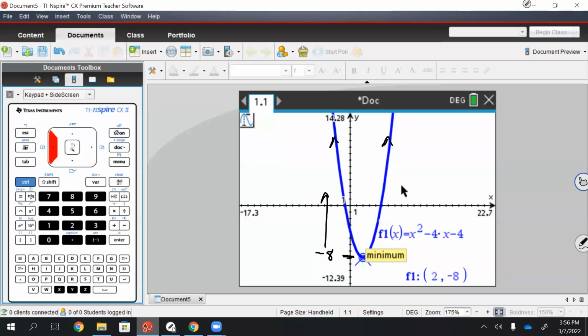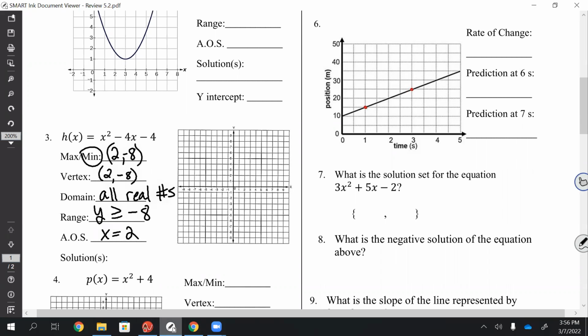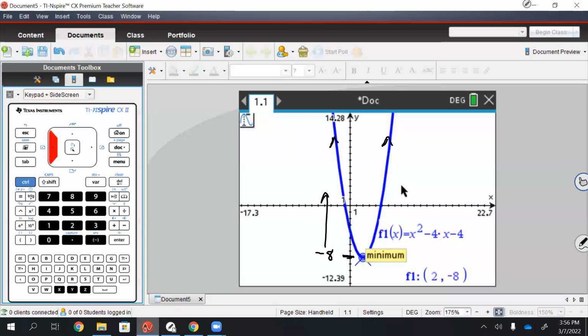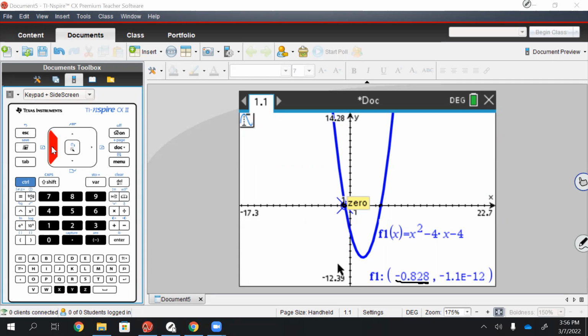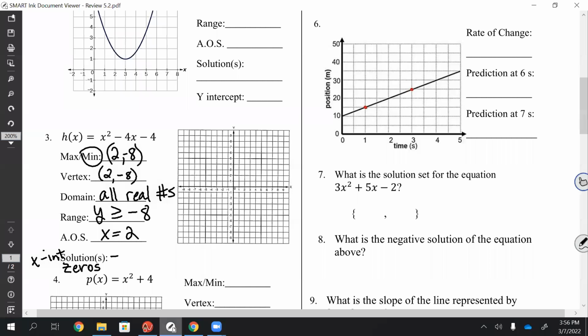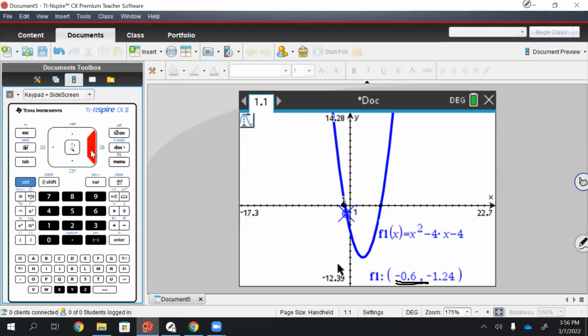The next thing we look at is solutions. Okay, remember your solutions, those are your zeros or your x-intercepts. So we need to go on our graph, and we need to use our trace, and we need to find where our graph is crossing the x-axis. Those are going to be zeros, and the calculator is going to label them as zeros for us. So there's the first one. So we only look at the x coordinate for it. So it's -0.828. So that's 1 zero. Okay, and then we go and look at the other one. So go the other way.